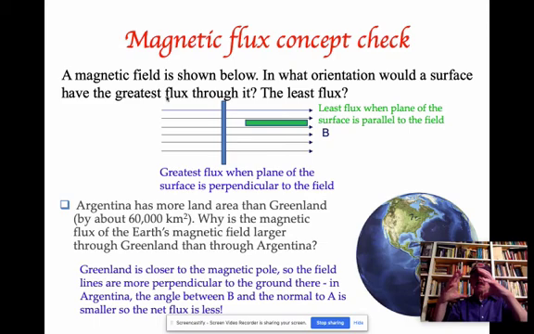So here's the Earth. Here's Greenland up here. Magnetic field lines are coming in to the pole, so they're coming in pretty much perpendicular to where Greenland is, and you're getting a pretty good sized magnetic flux. Argentina is down close to the equator. Magnetic flux lines are passing by. I'm on the wrong side here, but magnetic flux lines are passing like so. So they're not passing through Argentina. They're sort of passing by Argentina. You get less magnetic flux. Kind of a fun question. Anyway, that's pretty much it.